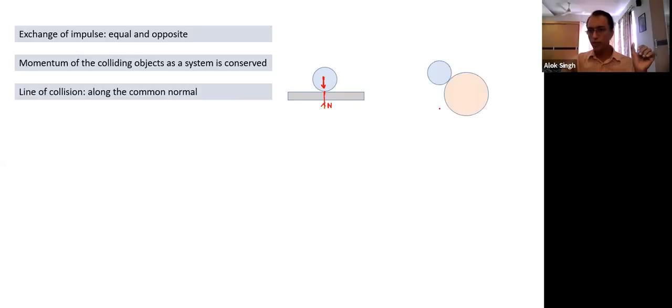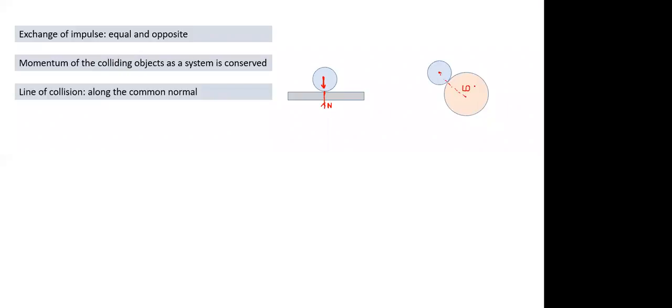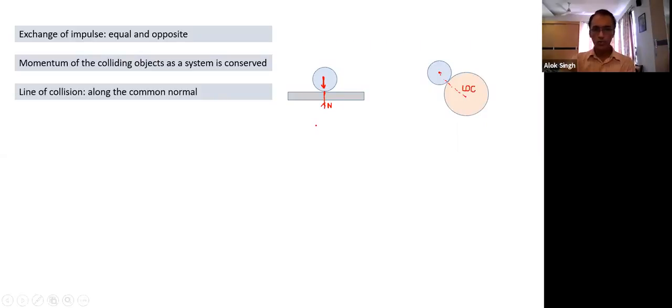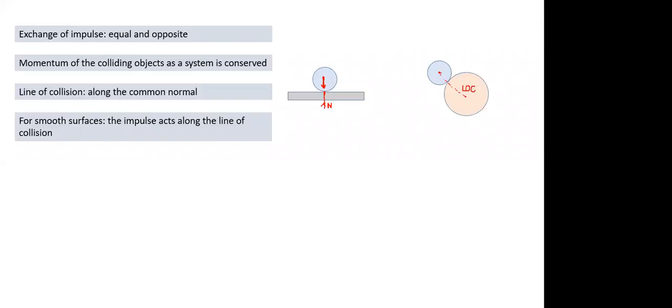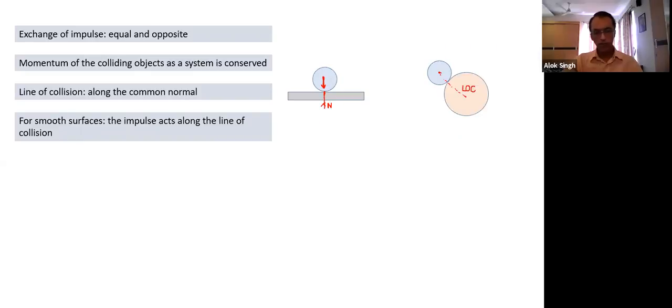Of course, I think you've done circles. If I join the centers, that would be the direction of the common normal. And when these two objects collide, the force as well as impulse act in the same direction. If this is the center here and this is the center here, the common normal will be along this direction, and I will call this the line of collision. It's a pretty simple concept, and I think it's easy to understand. What does it imply? For a smooth surface, impulse acts along the line of collision.